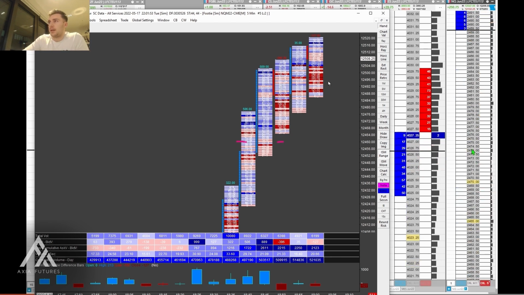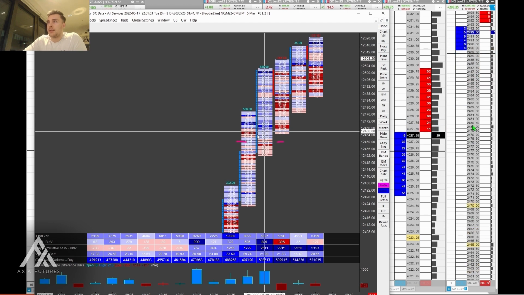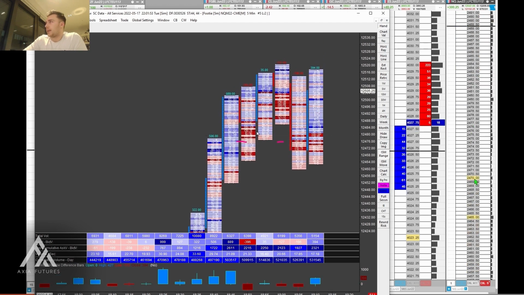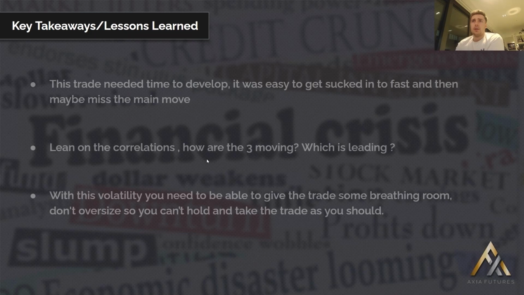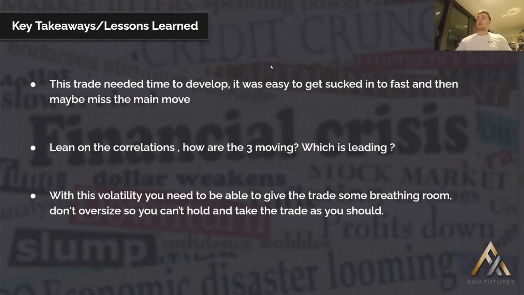So for me now, this is it. When we get into this area, you've basically done 200 points in a straight line. It's the first time we start to see these big rotations back. So yeah, don't get sucked in too fast in this volatility and miss the main move.